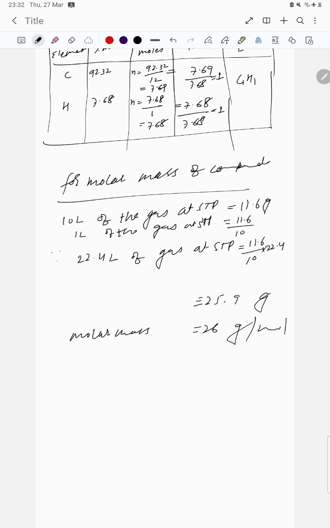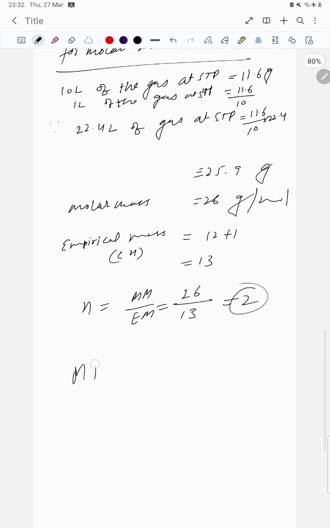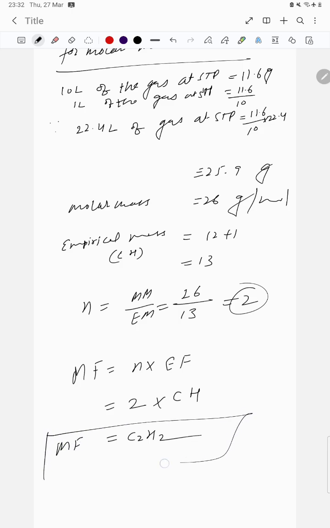Now another is the empirical mass, student. If you are calculating empirical mass, this is CH, so 12 plus 1, that is going to be 13. So what is N equal to, student? That is molecular mass upon empirical mass. Molecular mass is 26 and empirical mass is 13, so it is equal to 2. So now molecular formula is equal to N into empirical formula. N value is 2, empirical formula CH, so that is C2H2. This is the molecular formula. Molecular formula is C2H2. So this is our required answer, student.